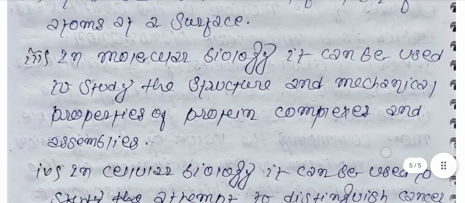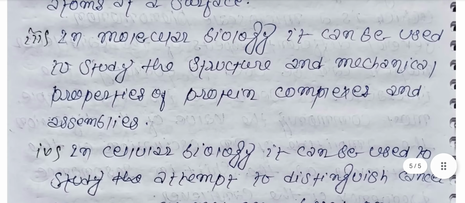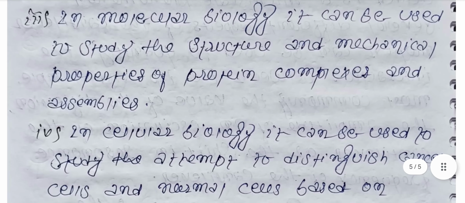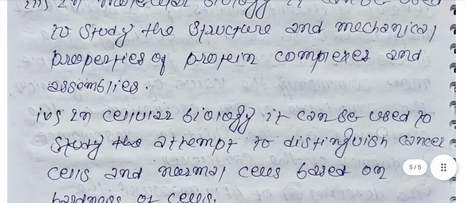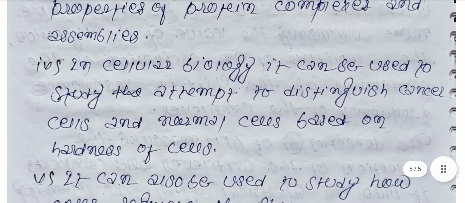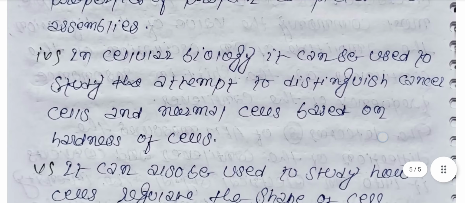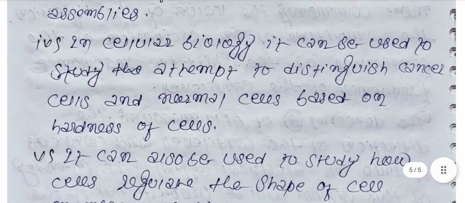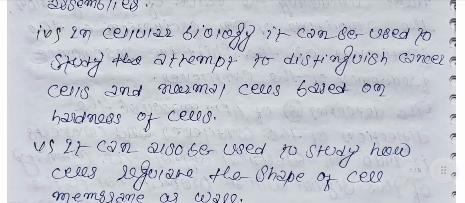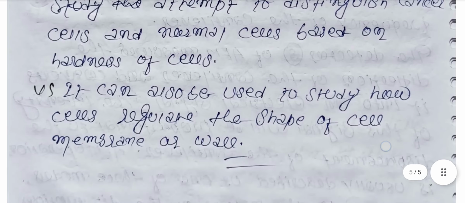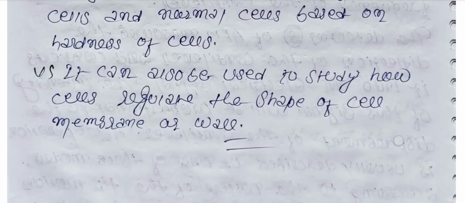Third, in molecular biology, it can be used to study the structure and mechanical properties of protein complexes and assemblies. And then in cellular biology, it can be used to attempt to distinguish cancer cells and normal cells based on the hardness of cells. And then five, friends, it can also be used to study how cells regulate the shape of the cell membrane or wall.